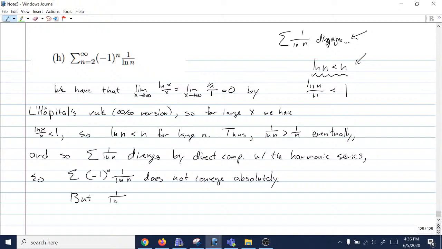1 over log n is positive, eventually decreasing, since log n is increasing. Why am I using the word eventually here?